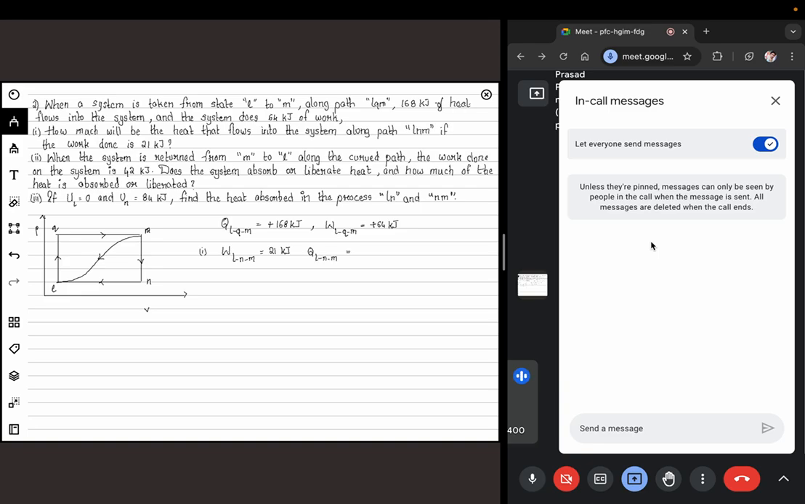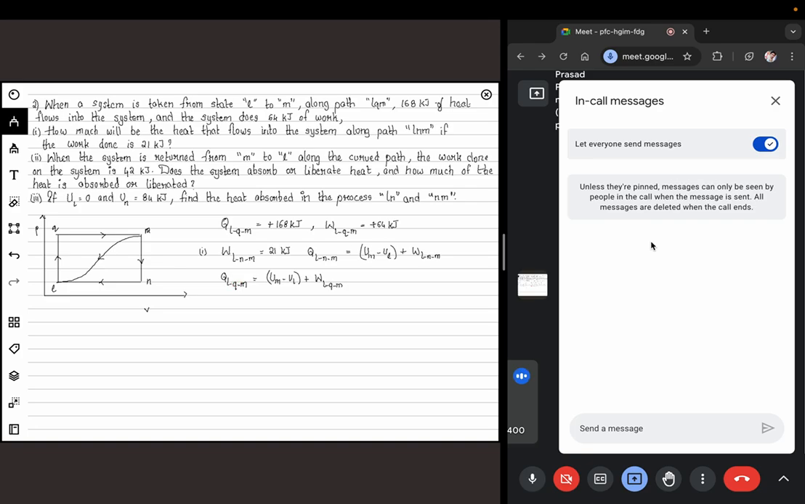So Q_LNM is given by, you are going from L to M, so your delta U will be UM minus UL plus W_LNM. And how do I get UM minus UL? I can use the information given previously. So Q_LQM is given by UM minus UL plus W_LQM.